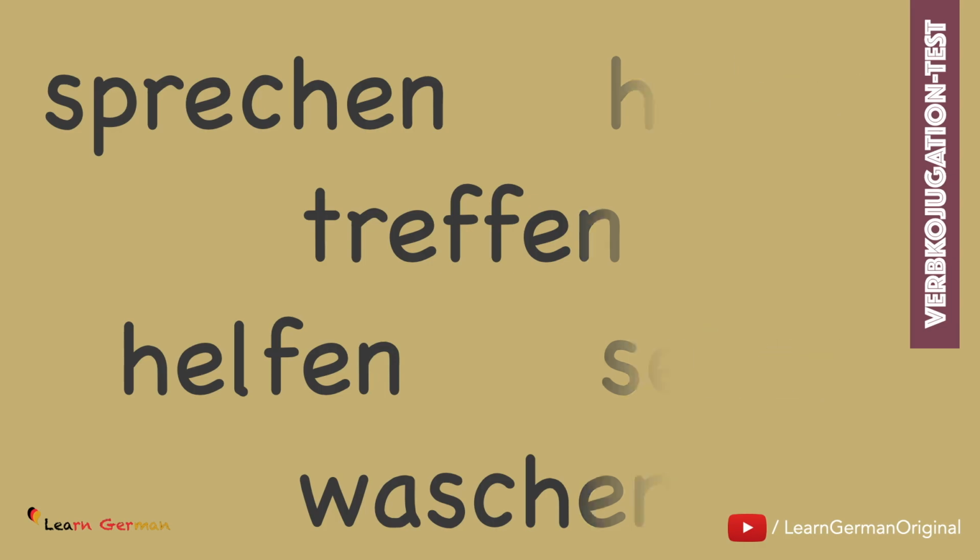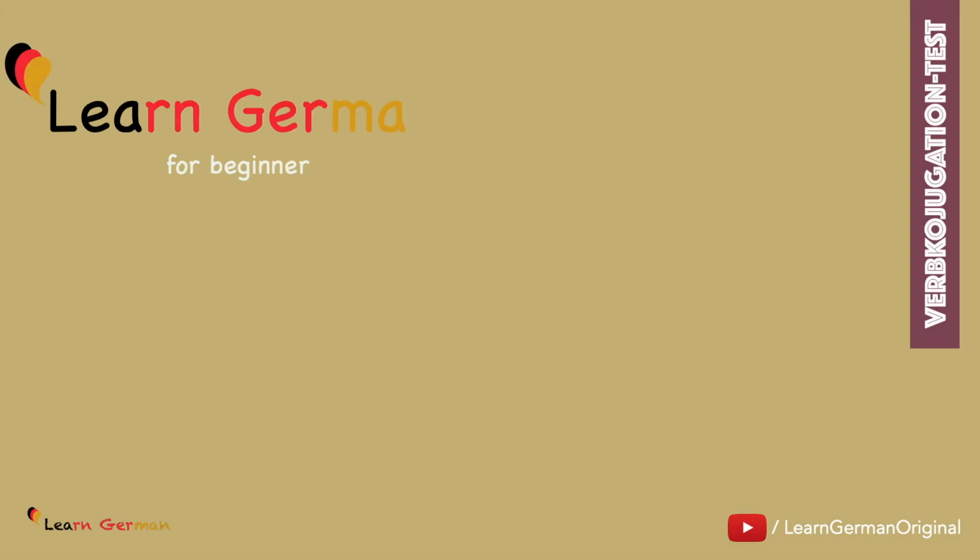Let's see. Hello everyone and welcome to our video series on Learn German for Beginners. In the January special, that is the 15-day challenge, today we have verb conjugation. That means you will be getting 25 irregular verbs that you have to conjugate in the du form.